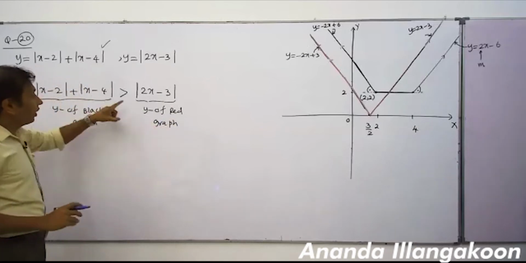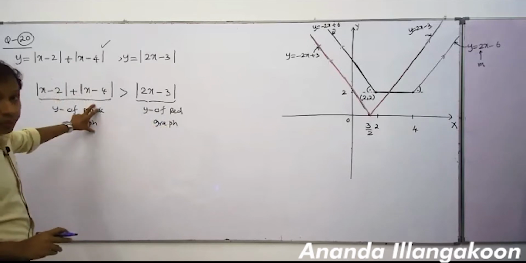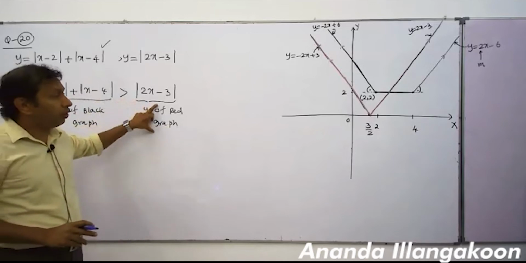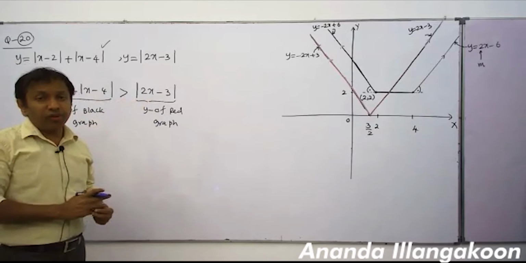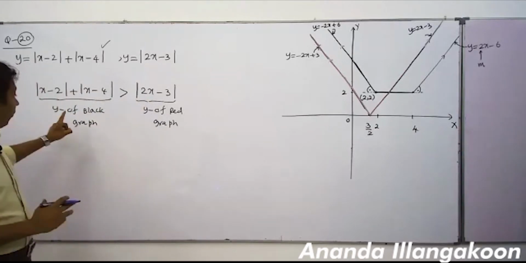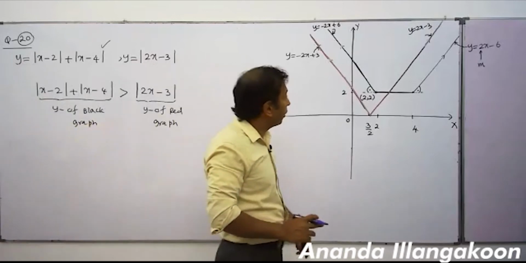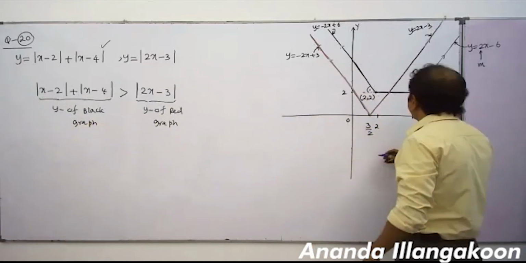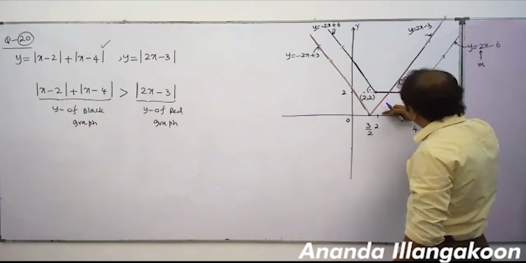By this inequality, what is being asked, people? The asking thing is: y coordinate of black graph greater than y coordinate of red graph. What is the interval of x for which y of black is greater than y of red? Y coordinate means, people, the height to this graph. Y of black means from the x-axis the height to the black graph.